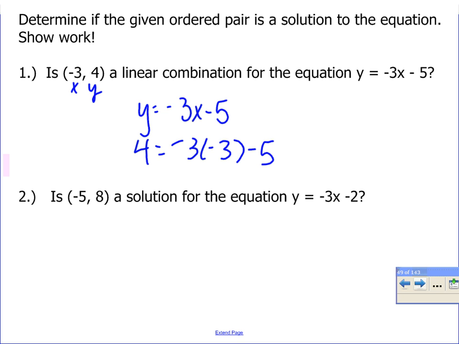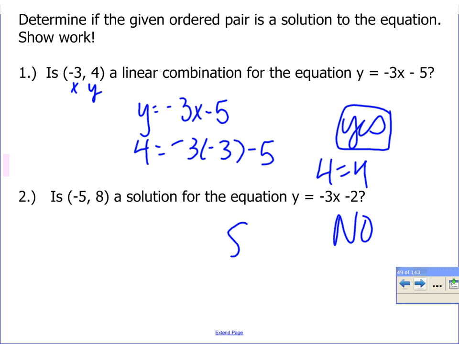Okay, number 1, yes or no, and what was your final equal something? Andy? Yes, 4 equals 4. Number 2, Aaron. No, 8 does not equal 13.